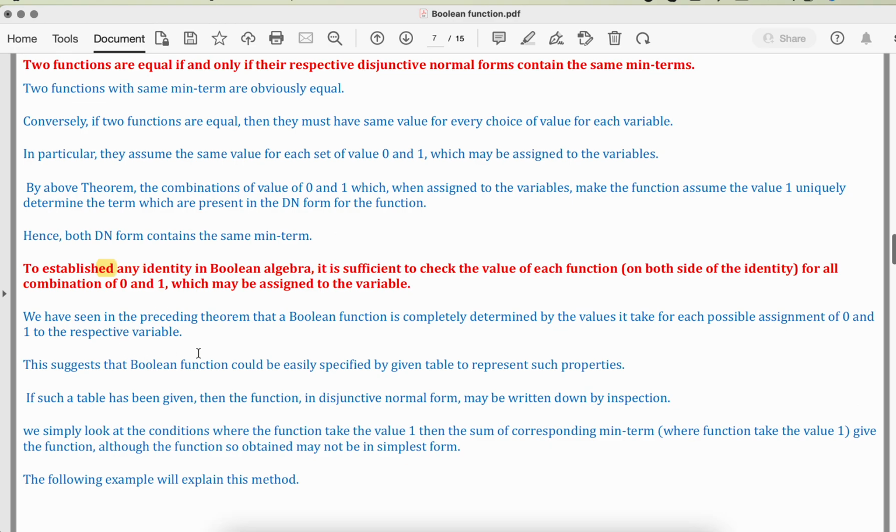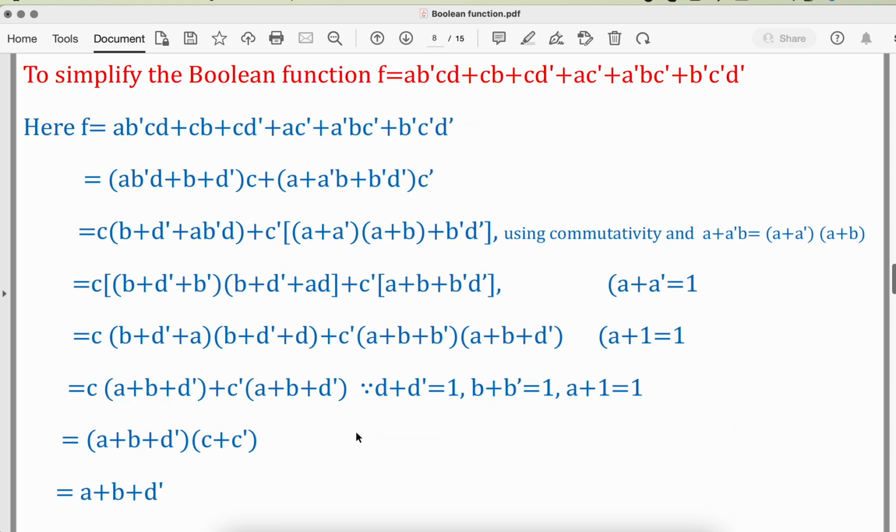It means the Boolean function could easily be specified by a given table to represent such properties. If such a table has been given, then the function in disjunctive normal form may be written down by inspection. So we simply look at the conditions where the function takes the value 1, then the sum of the corresponding minterms, where the function takes the value 1, gives the function. Although the function so obtained may not be in the simplest form. So we will explain this method in the next example.